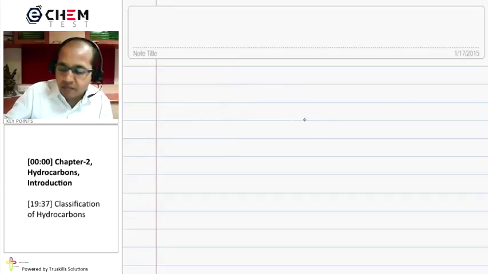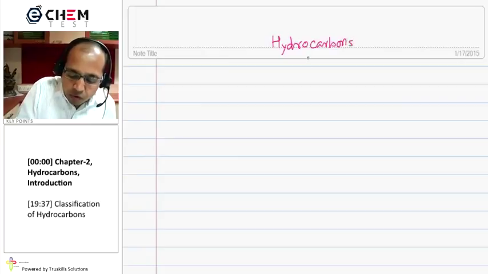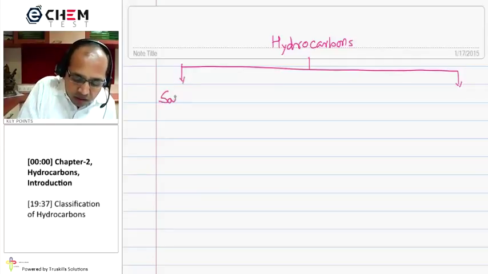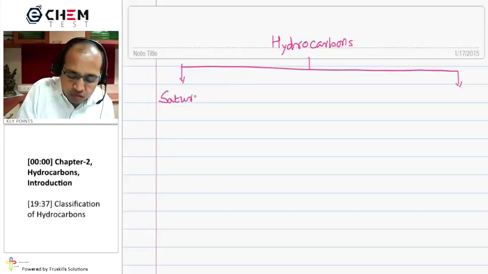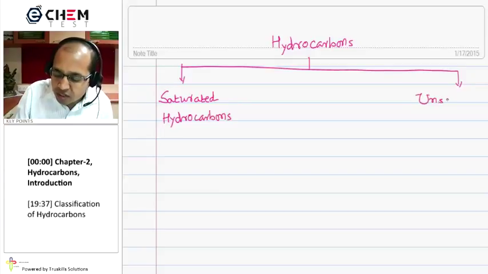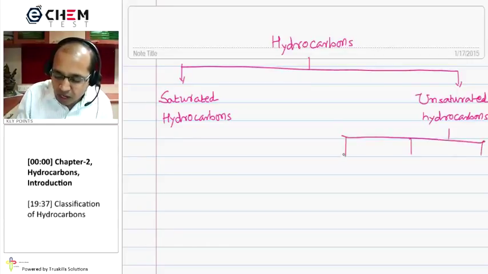So, I can say that hydrocarbons are classified into 4 different parts. First, broadly it is classified into 2 parts. One is called saturated hydrocarbons. Another is called unsaturated hydrocarbons. Unsaturated hydrocarbons are further classified into 3 parts. So in this way, you have overall 4 different types of hydrocarbons.